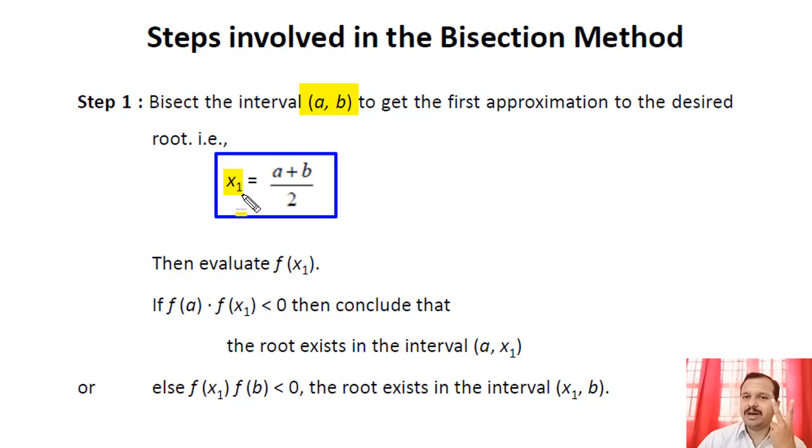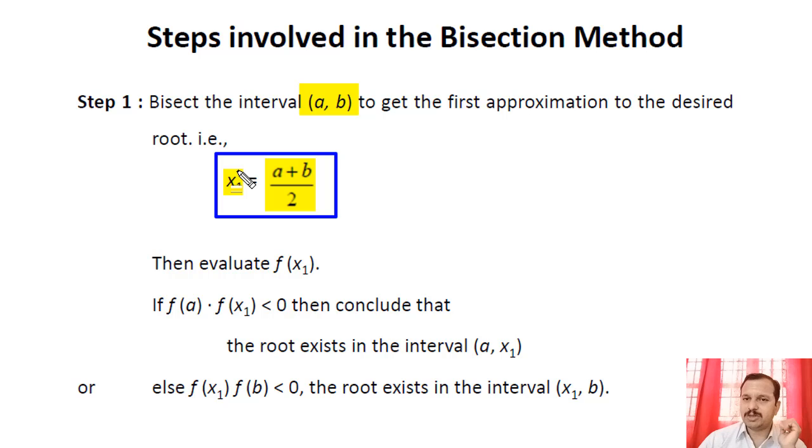Try to understand. Earlier there were a and b. Between a and b we said that there exists a root by looking at the condition f of a into f of b less than 0. After concluding that in between a and b the root exists, we bisected this interval using the bisection formula, and by using this simple formula we obtained another point, the midpoint between a and b. We are saying that this new value x1 is the first approximation to the desired root.